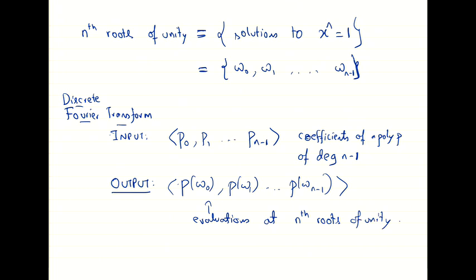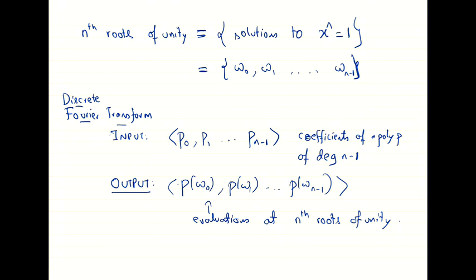Okay, so it's a specific evaluation problem. You're given a polynomial of degree n minus 1, and you need to evaluate it at the nth roots of unity. Okay, these nth roots of unity are fixed numbers independent of the polynomial, and you want to evaluate it at these points. All right.